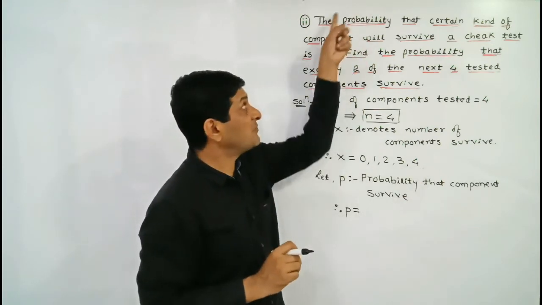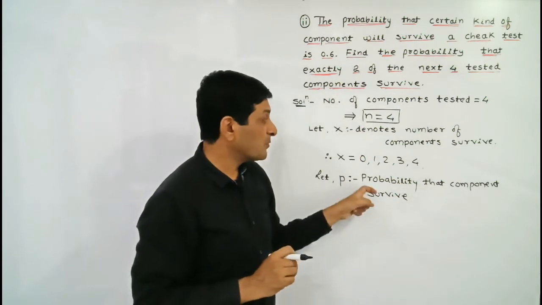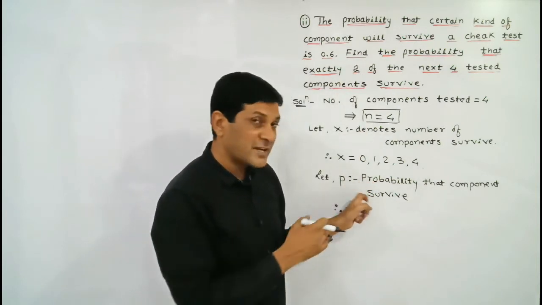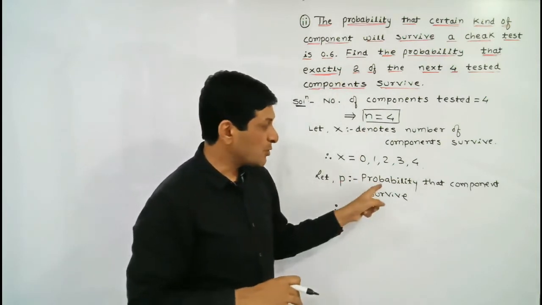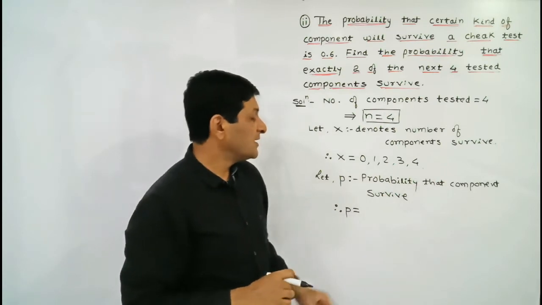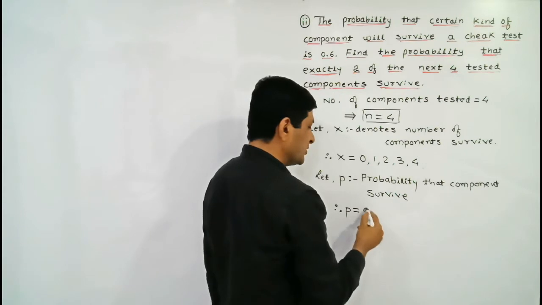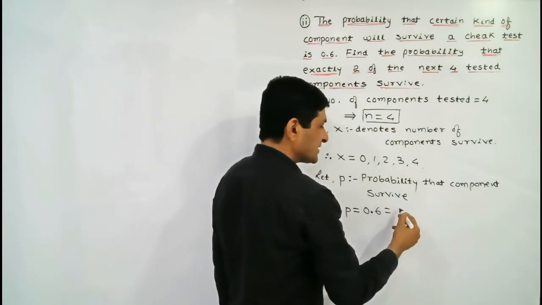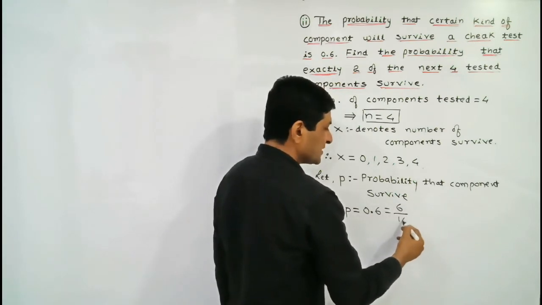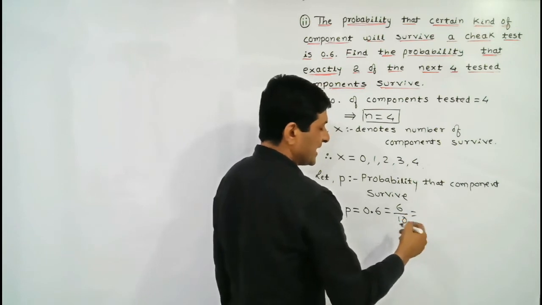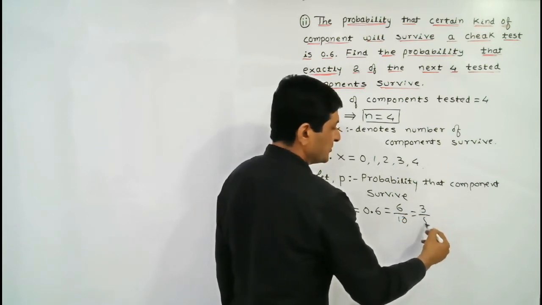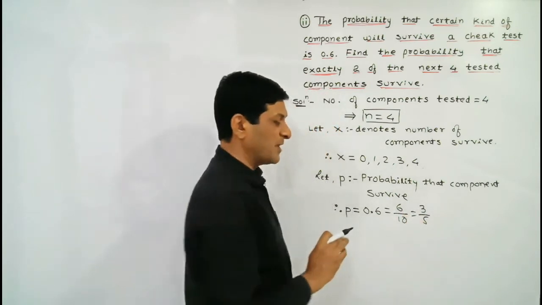Now we are using the first condition, the probability. What is the probability? p, we are denoting that probability by p, the probability that a component survives, and its value is given to us as 0.6. Can I write 0.6 as 6 upon 10? 6 upon 10 in simplest form can be written as 3 by 5, isn't it? Both the numbers are divisible by 2.